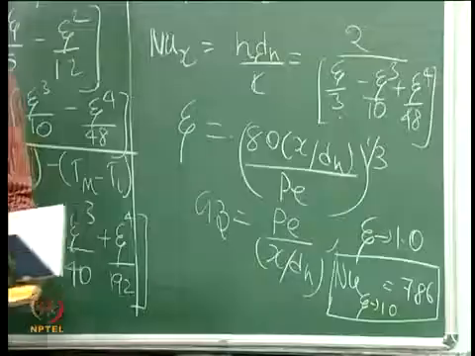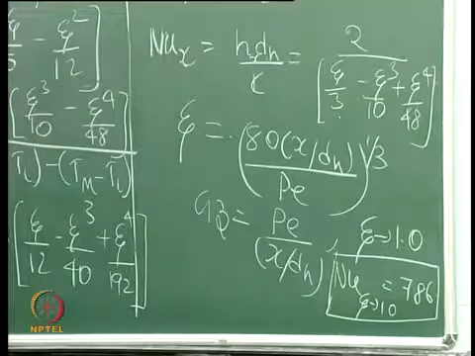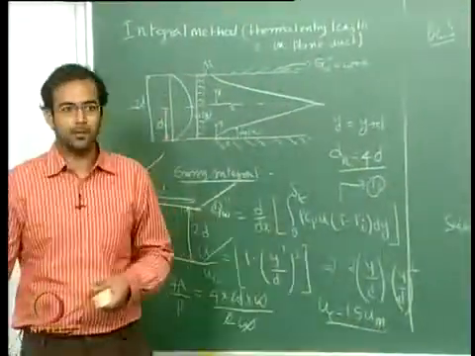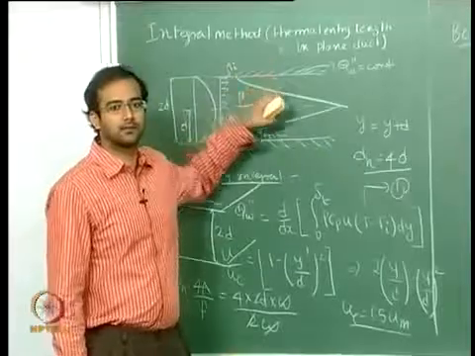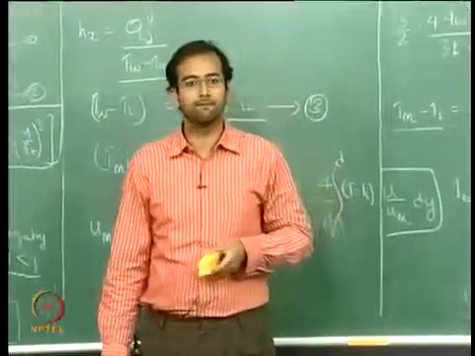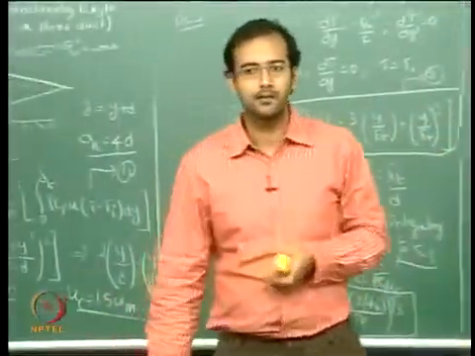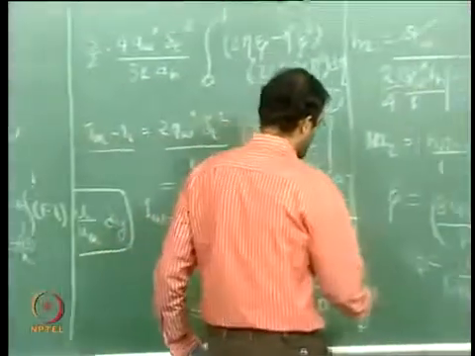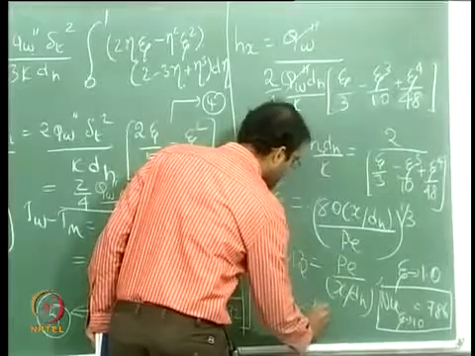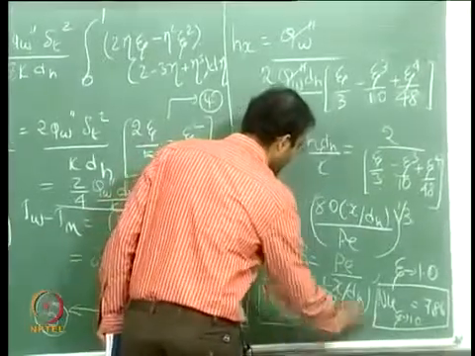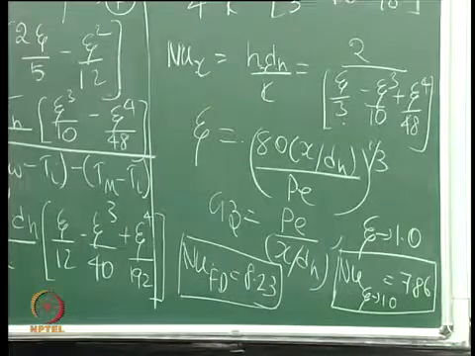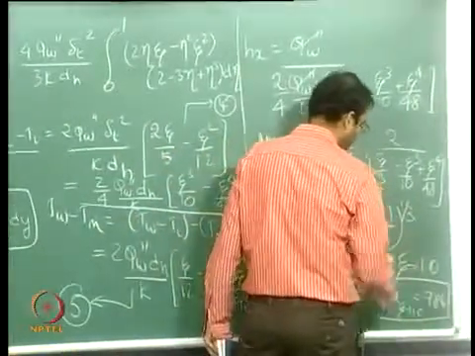Now I think in the last class I gave you a table for flow past a channel, and what is the value if you apply a constant heat flux in the fully developed region? 8.23. So that is the actual analytical solution. Compare that with what you are getting from the approximate method. It is not leading to the correct solution; there is quite a bit of an error between these two values.